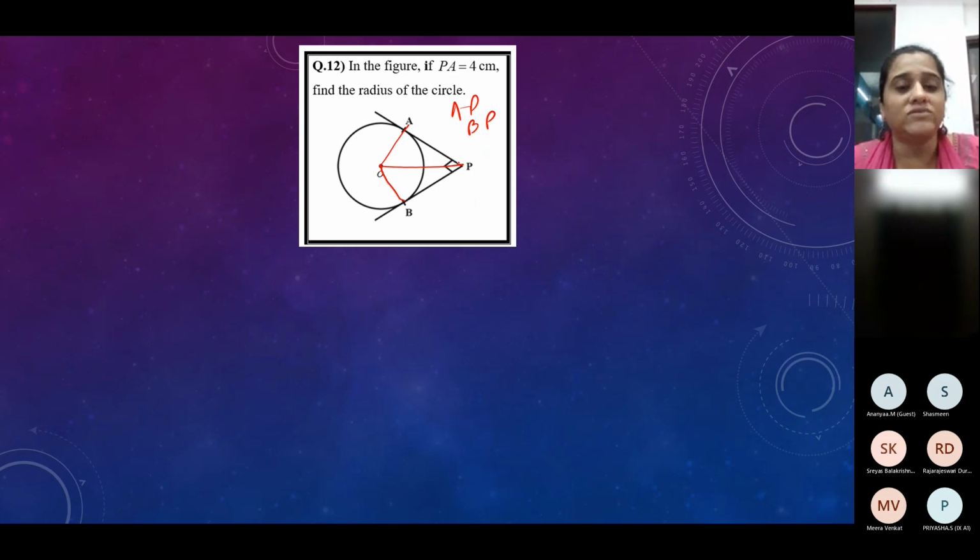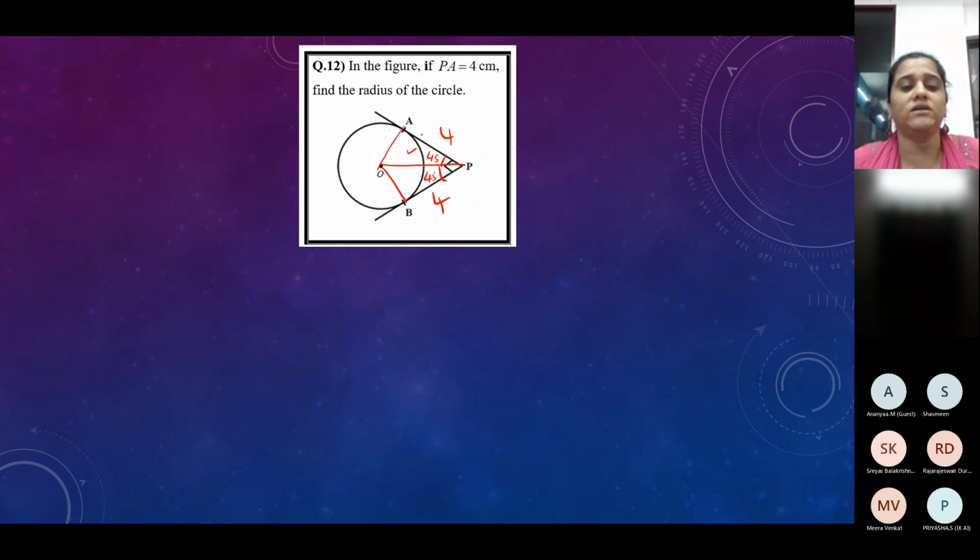So since this angle is 90 degrees, it's bisected. This is 45 here and 45 here. Now take any one of the two triangles. You can take this triangle or you can even take this triangle. This is 45. This is 45. Because you know, PA is 4 means PB is also 4, no? Because tangents are equal. So you can take up any one triangle.